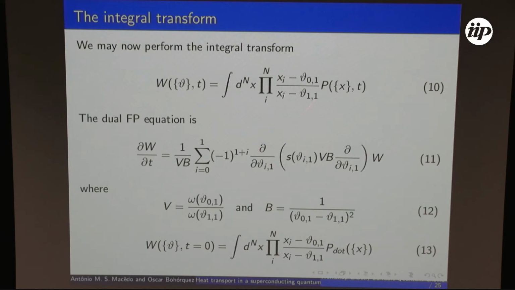Okay, now you perform this integral. And what it does, it gives you a Fokker-Planck equation in the compact and non-compact sectors of the symmetric space, the supersymmetric space. And here's the Berezinian. It's very simple because you have just one fermion and one boson, so the form of the Berezinian is very simple. And here's the initial condition written in terms of W.